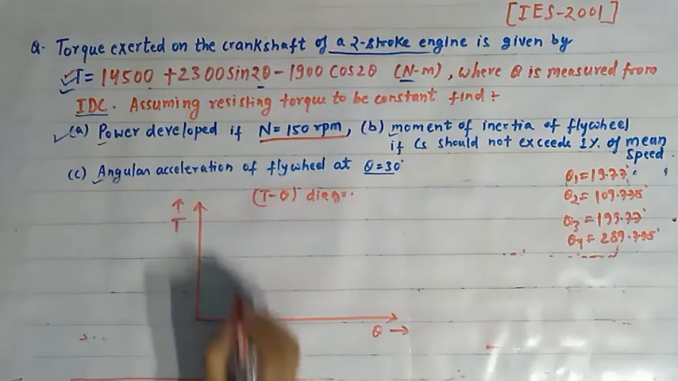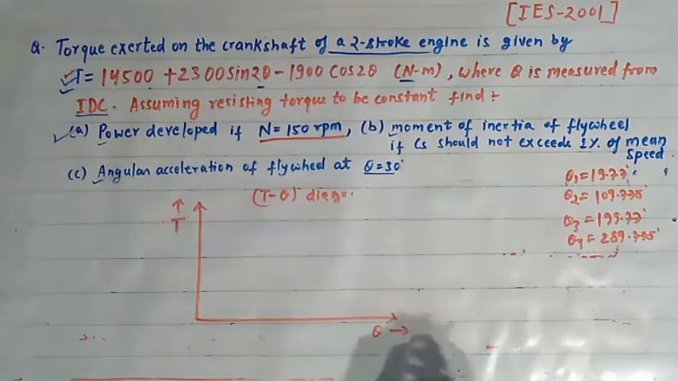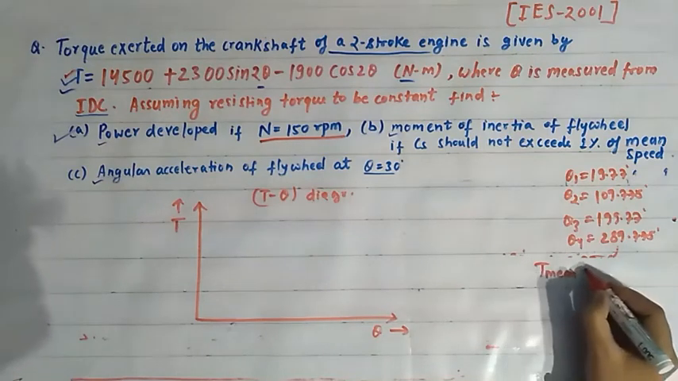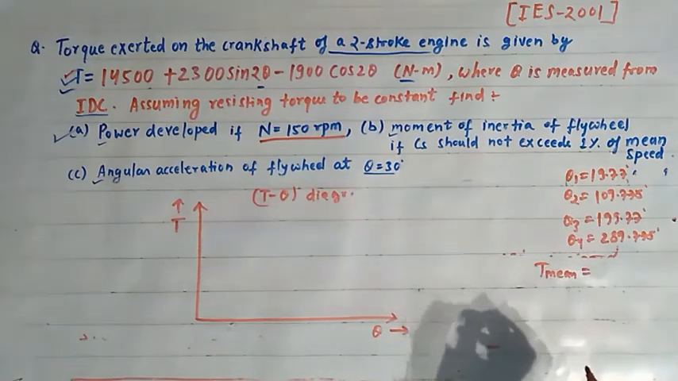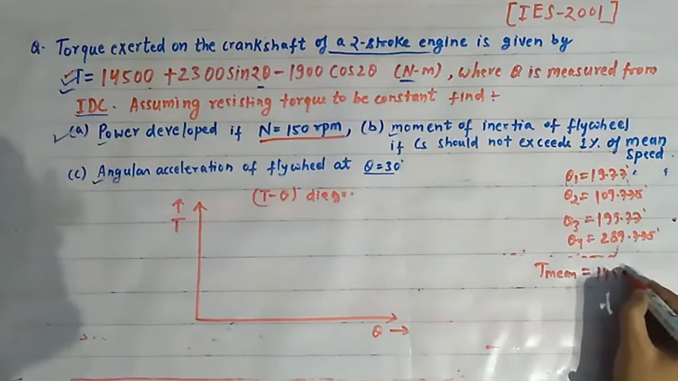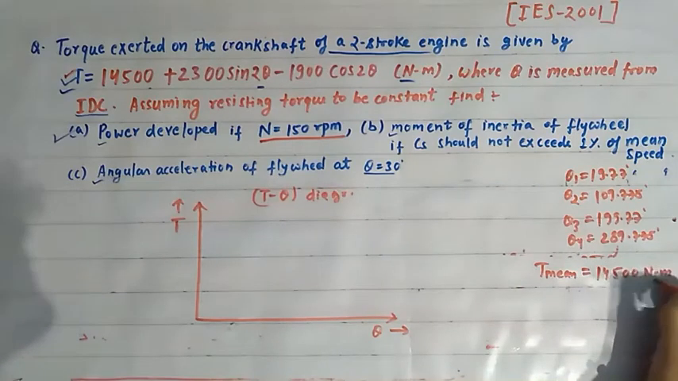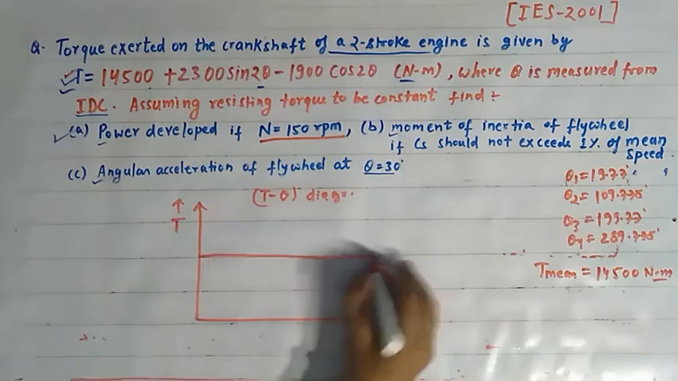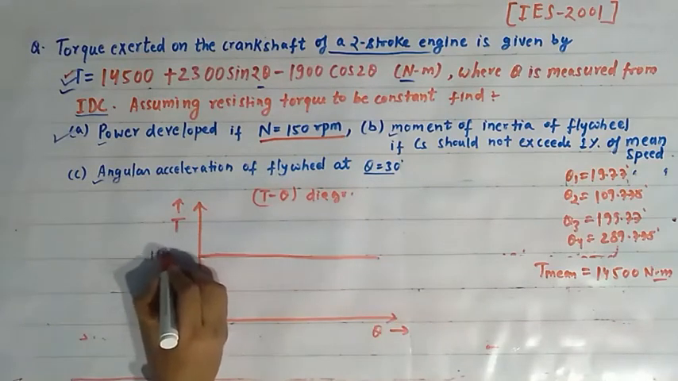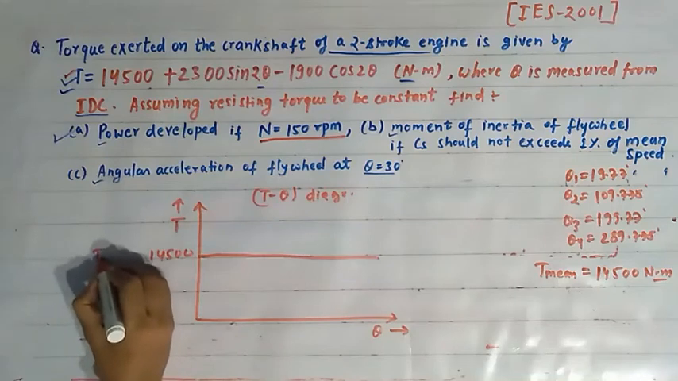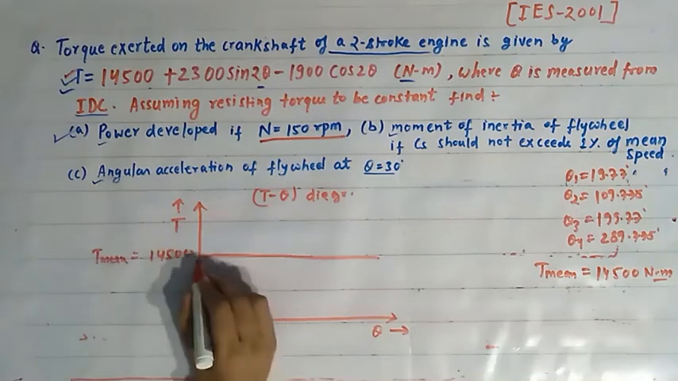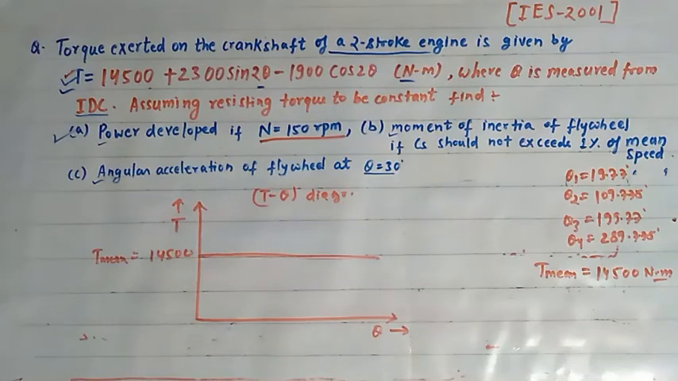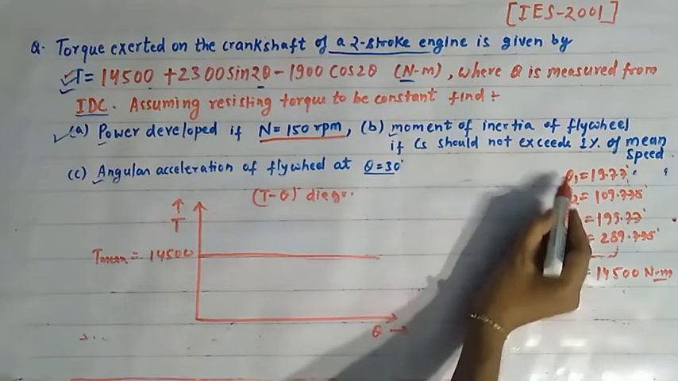Now friends, first of all we have obtained that in the step number 3 the value of T mean was calculated by us as 14500 Newton meter. Now in this diagram I will locate the point 14500 corresponding to T mean here and draw a horizontal line here like this.